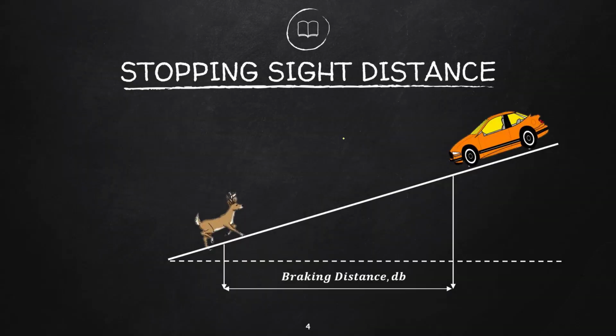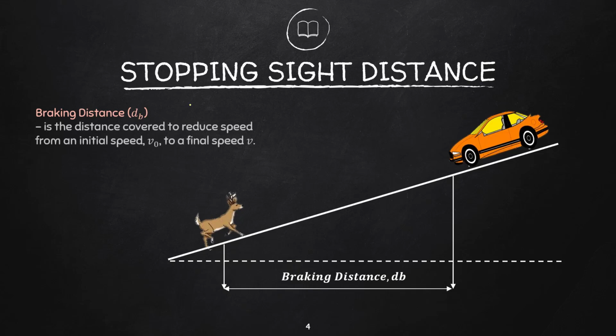So let's define braking distance, because we will need this in the computations later on for stopping sight distance. And we denote it as d sub b. It is the distance covered to reduce speed from an initial speed v sub 0 to a final speed v. So by the time that the driver will be able to apply his brake, we will now start to determine or measure the braking distance.